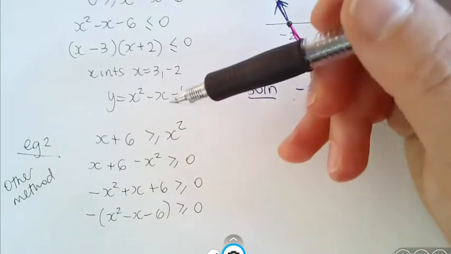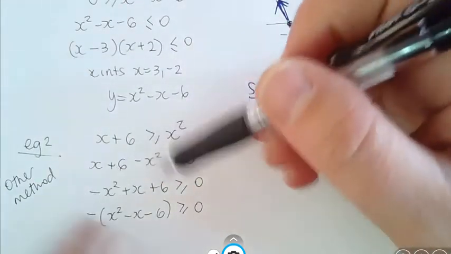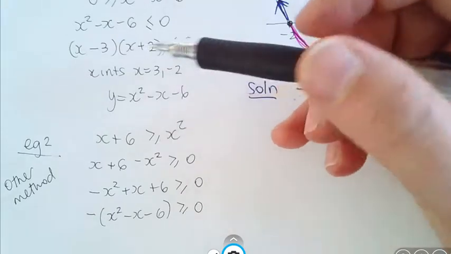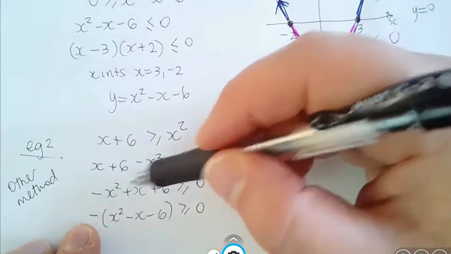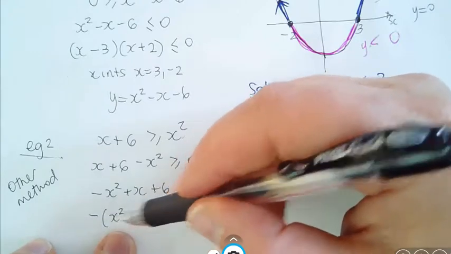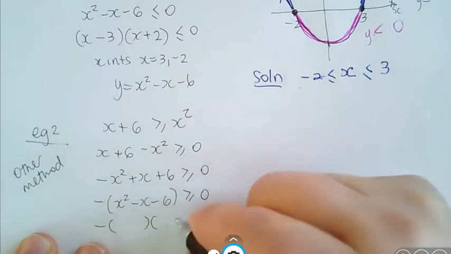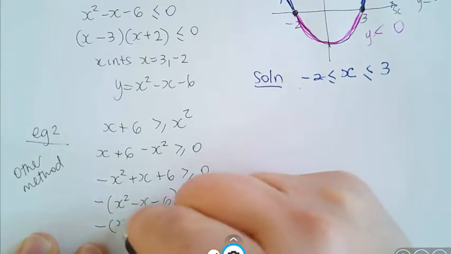Let's say you decided to take everything over to the left. Now you've got a negative x squared. We really don't want to be factorizing that. I mean, you can. I prefer to take the negative out. Are you okay with taking the negative out, putting a bracket, and now the x squared is positive? But you still have to do this factorization like you did before.